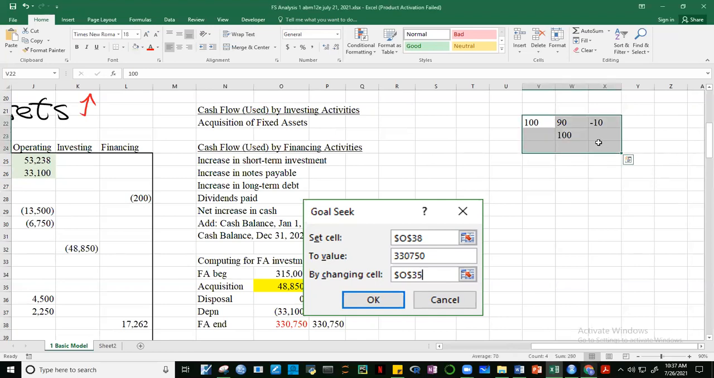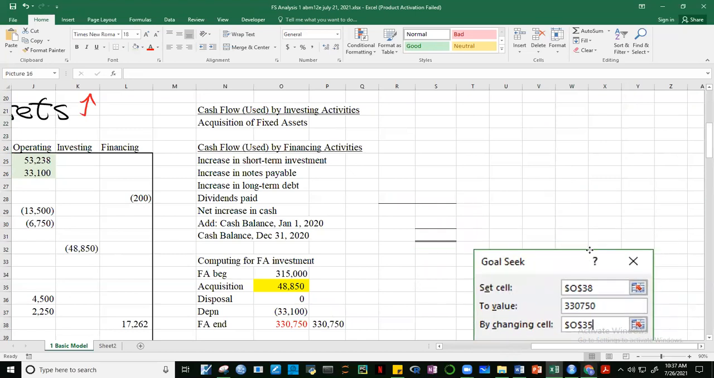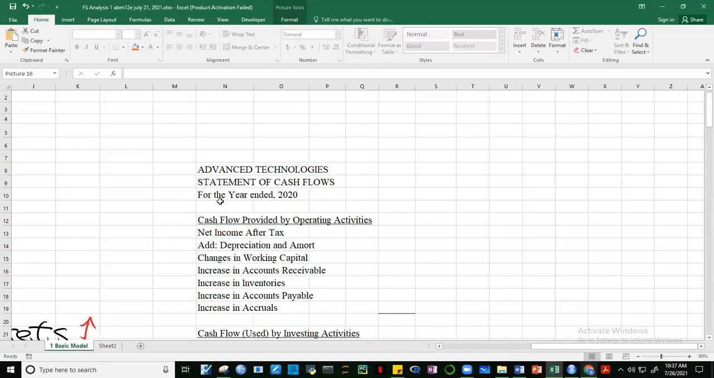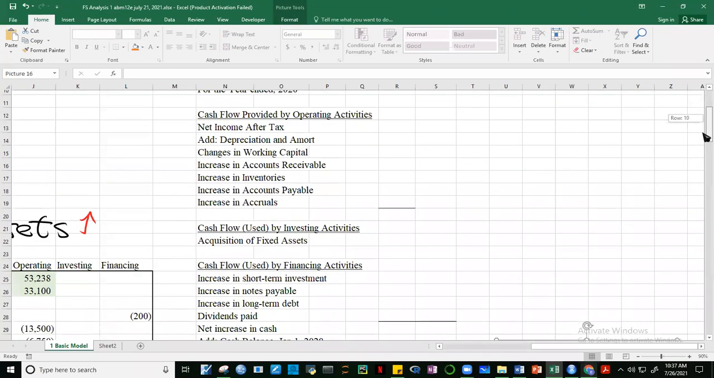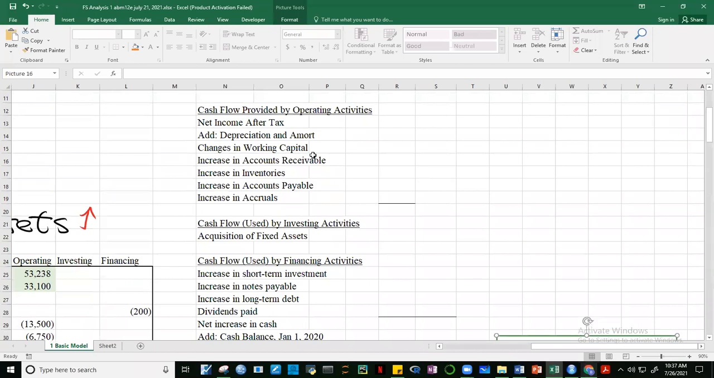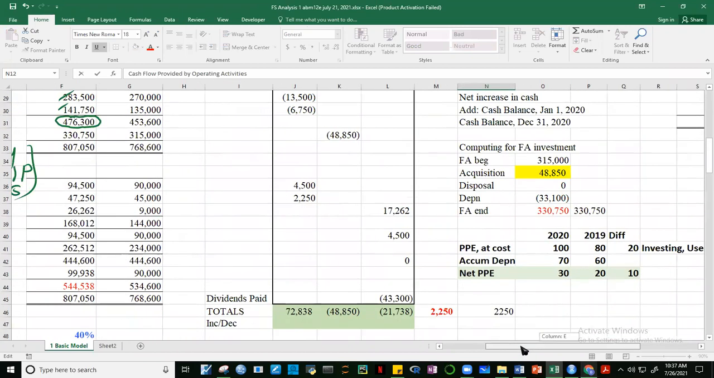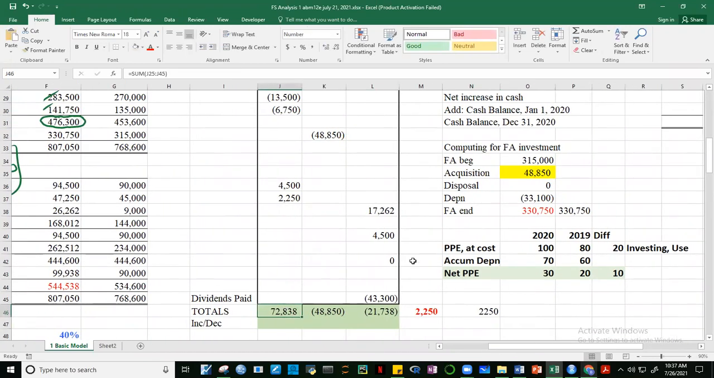Okay, so we have a few more minutes, guys. Tapusin na natin tong formal na statement of cash flows, advanced technology statement of cash flows for the year ended 2020. Okay, ginawa ko na dito, guys, para mas mabilis na tayo, no? Cash flow, ito either used, so used, okay. Pero alam kasi natin, guys, na ang net cash flow natin sa operating is 72,838. So, provided to. Ito naman used by, ito naman used. Pag positive, provided. Pag negative, used.